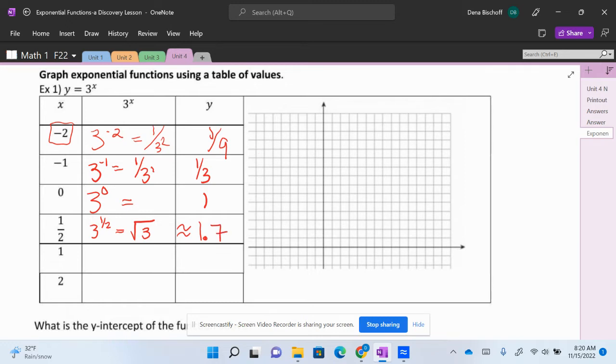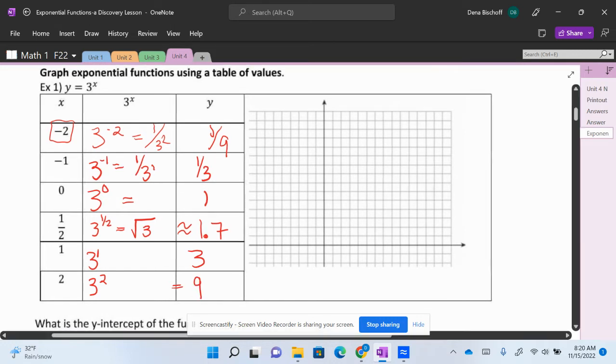Okay. Now let's let x equal 1. So when x is 1, I have 3 to the first power, which is just 3. When x is 2, I have 3 squared, which is the same thing as 9.